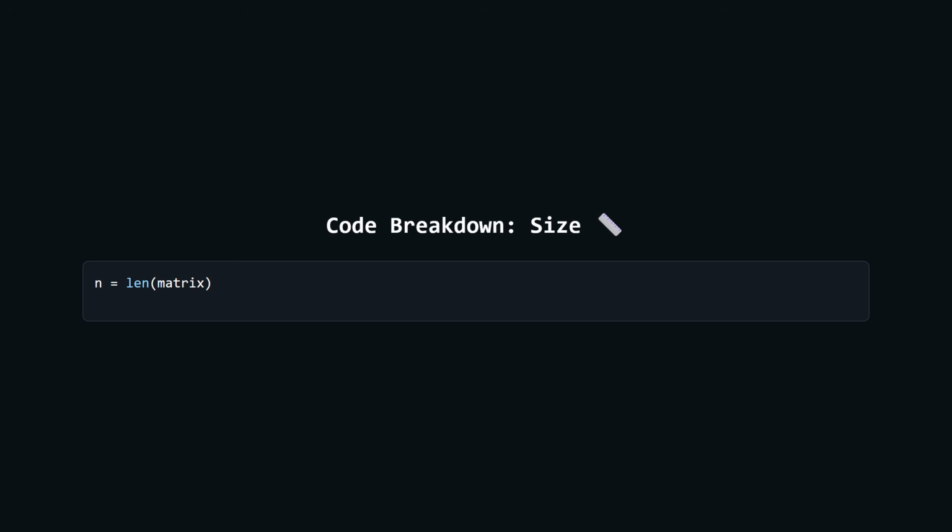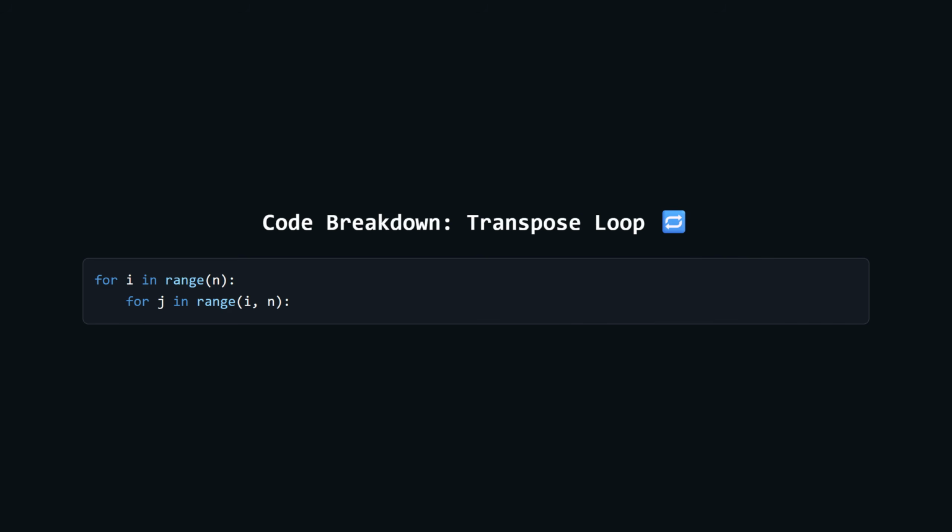First, we figure out how big our grid is. Since the problem promises us it's a perfect square, we just grab the length of the grid and store it in a variable called n. This tells us how many rows and columns we have. Next, we start our transpose step. We need 2 loops. The outer loop, using i, goes down through each row. The inner loop, using j, goes across the columns.